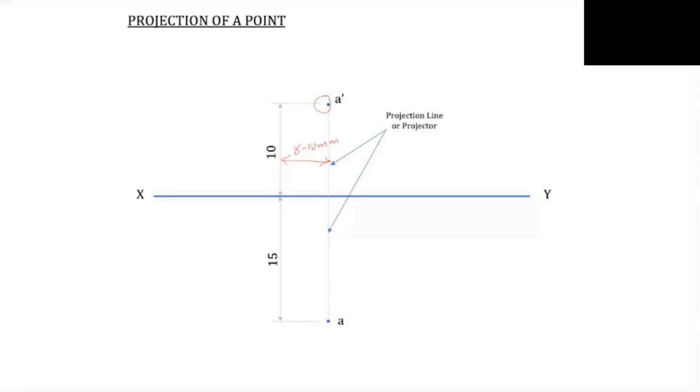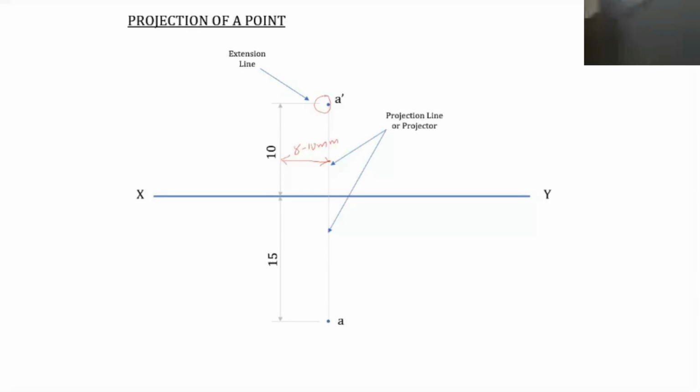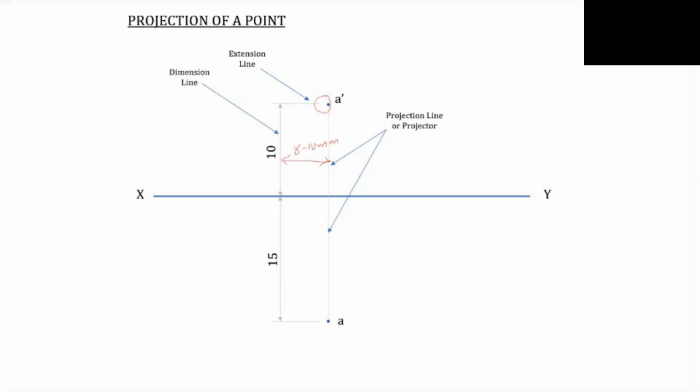And this line is the projector line, also known as the projector, that we have already discussed. This particular line is known as the extension line. This horizontal line to mark our dimension, that is the extension line, that we have already discussed. Now this line is the dimension line. So this is how the projection of a point is being done. And now we can move on to our actual drawing.